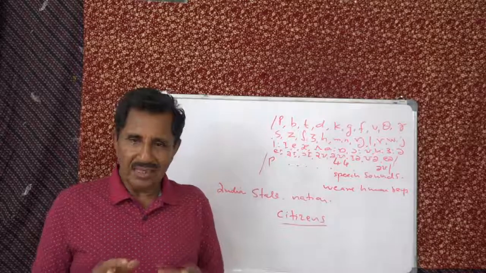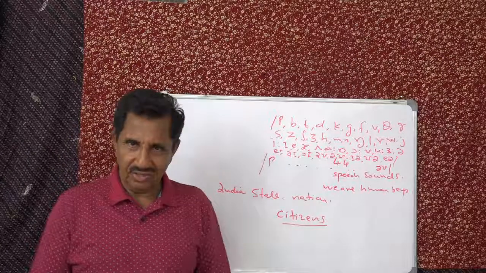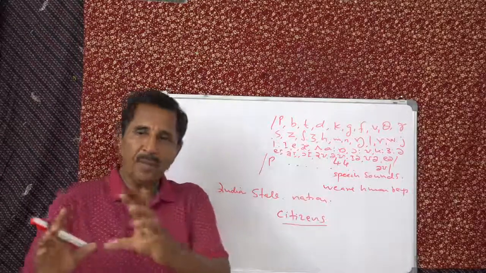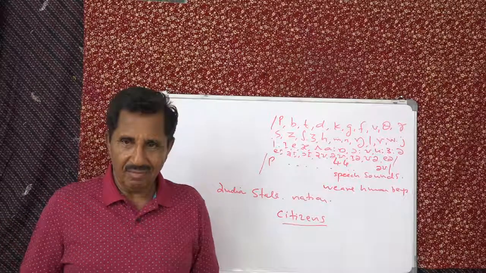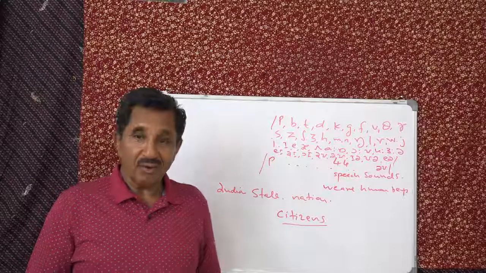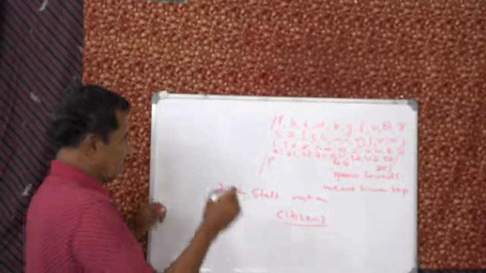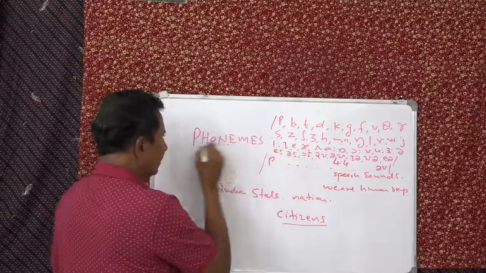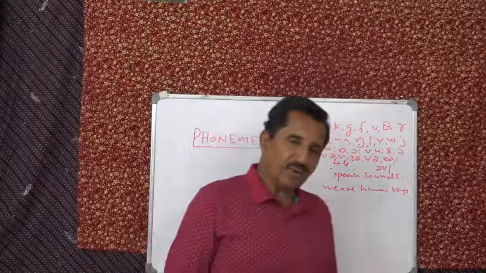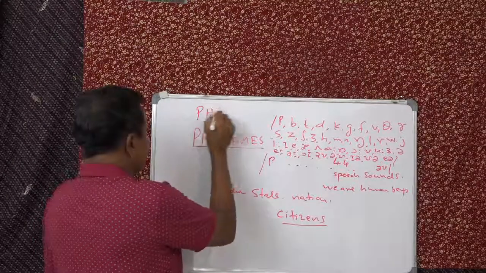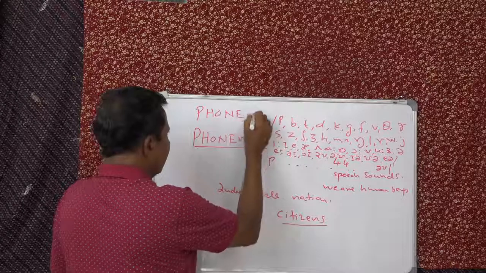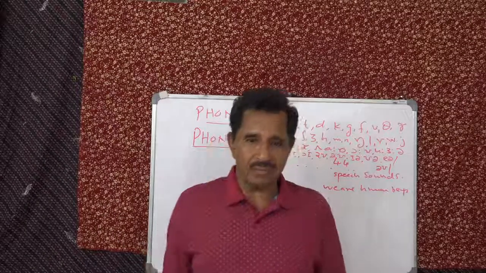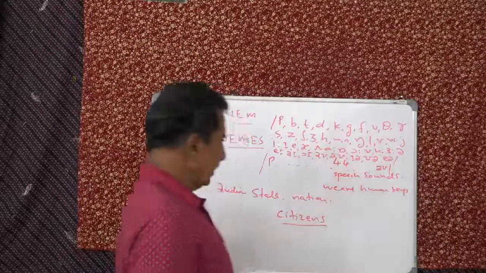Now what happens to the human beings? When you belong to a particular nation, you are called citizens. Exactly like this, when these sounds belong to a particular language, see that word belong, then you call them not phonetic symbols but phonemes. That is a new term for you. Phonemes, singular phoneme. So what is a phoneme? A phoneme is a speech sound which belongs to a particular language.